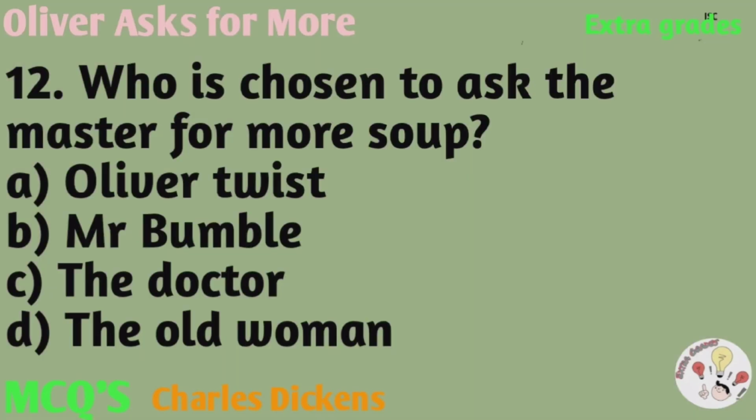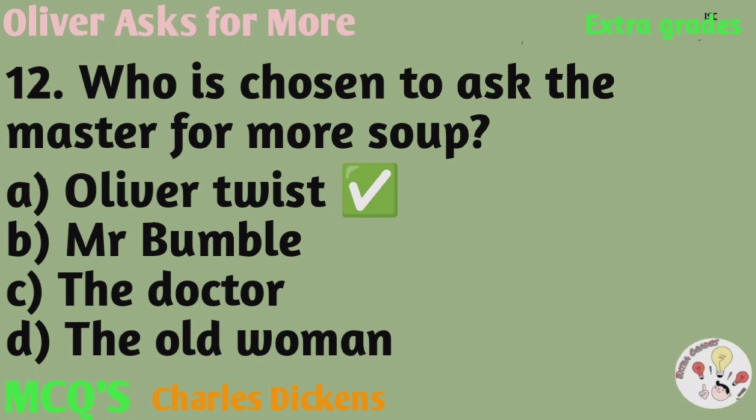Question number 12. Who is chosen to ask the master for more soup? The options are A, Oliver Twist, B, Mr. Bumble, C, the doctor, D, the old woman. And the correct option is A, Oliver Twist.